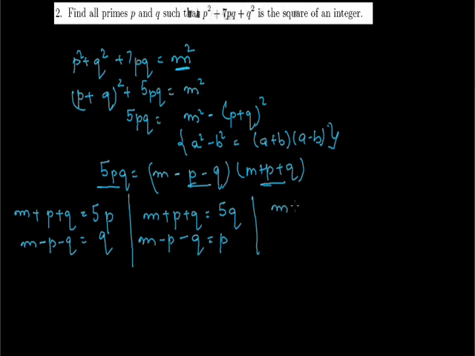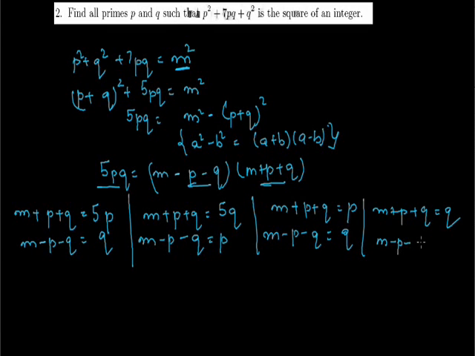Third case, either m plus p plus q will be equal to p, or m minus p minus q will be equal to q. Next case, either m plus p plus q is equal to q, or m minus p minus q equals p. Now next case, either m plus p plus q will be equal to pq, or m minus p minus q will be equal to 5.